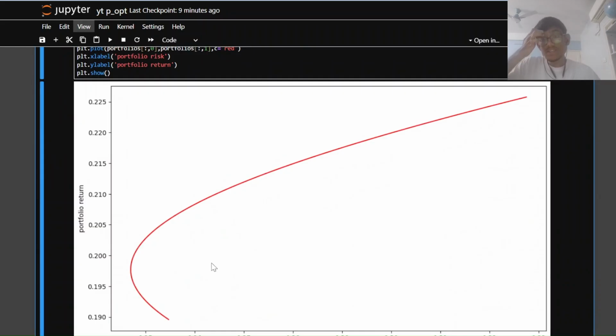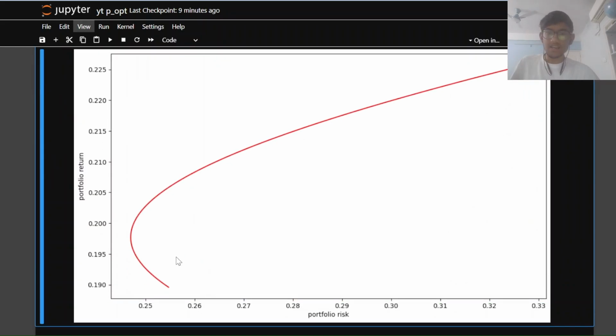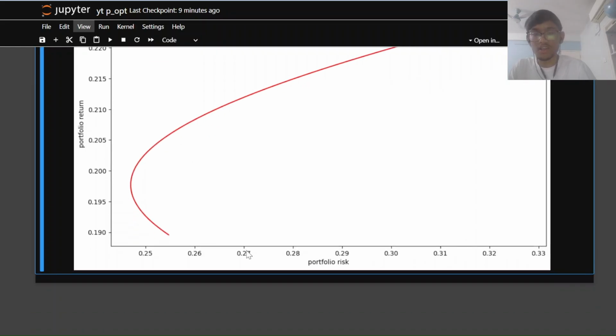So as you can see, you get this graph here. It is a curve, and for a particular risk, let's say 0.25, you get two different portfolio returns, and obviously you want the higher one. And so this graph can be divided into two parts. You can take the portfolio which has the lowest risk as a divider and divide this curve into an efficient portfolio frontier and an inefficient portfolio frontier.